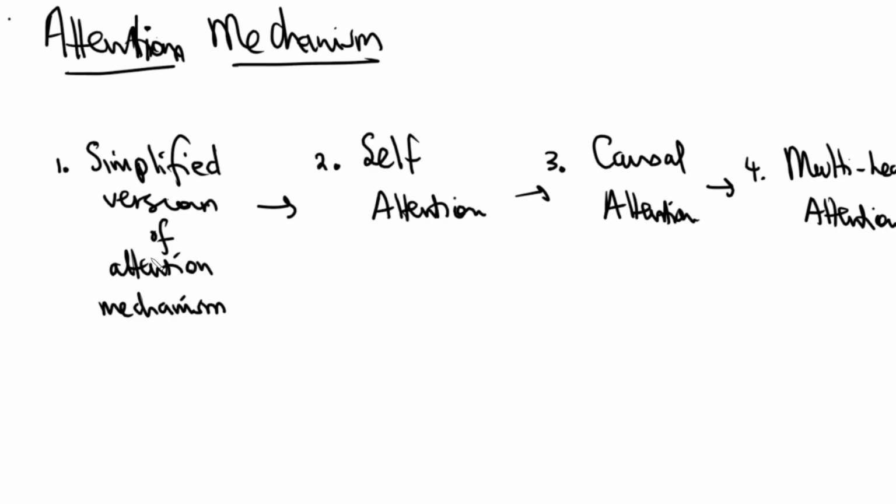So this is just a simplified version. And when we get to self attention, we're going to see some trainable weights, because it's a neural network, right? So it's definitely going to have some trainable weights, which are optimized during training.